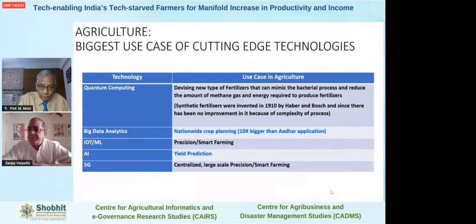In quantum computing, Microsoft is devising a new type of fertilizer that can mimic the bacterial process and reduce the amount of methane gas and energy required to produce fertilizers. Big data analytics can be used to have a nationwide crop planning, which will be 10 times bigger than the other applications. IoT and machine learning will facilitate precision farming or smart farming. Artificial intelligence can facilitate yield prediction. And 5G is essential for centralized large-scale precision and smart farming.